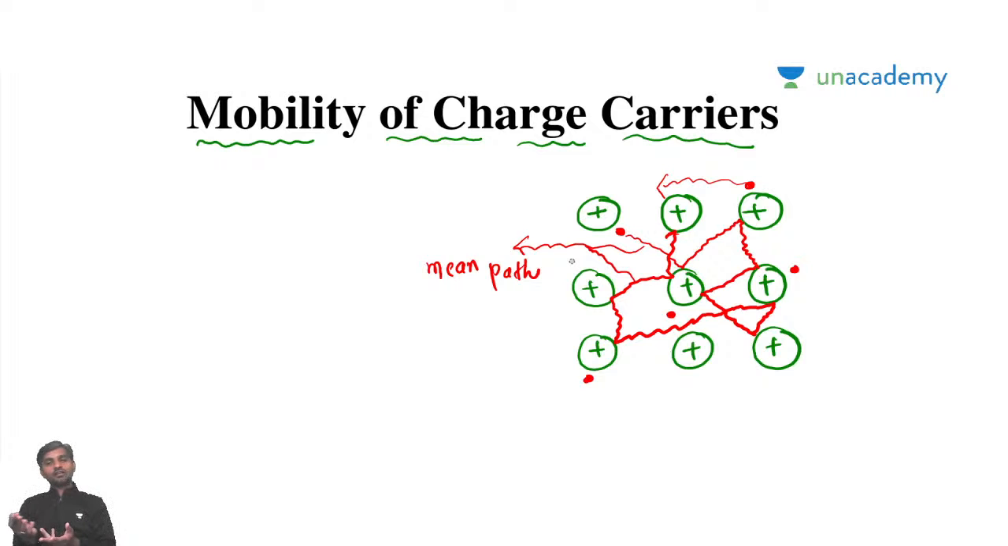What is the current, sir? Current is nothing but the motion of electrons, right? What do you mean by current? Current I is equal to the flow of charge carriers. The flow of electrons is nothing but a current, right?